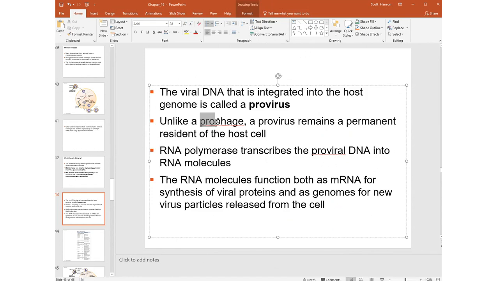But unlike a prophage that infects plant cells, a provirus remains a permanent resident of the host cell DNA. And so when RNA polymerase is doing transcription, then the proviral DNA is transcribed as well into RNA molecules. And the RNA molecules function as both the messenger RNA to make proteins, and also function as genomes for the new virus particles that are released from the cell then.